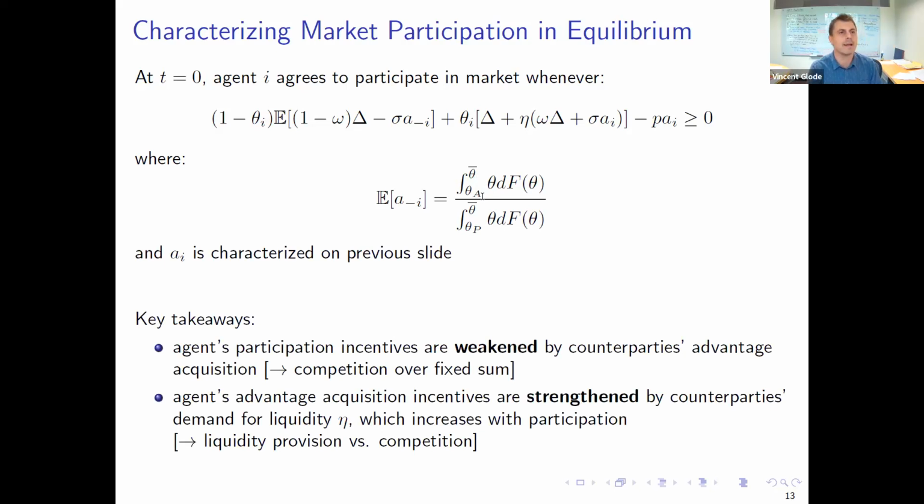So, key takeaways from this equilibrium analysis so far. First, agents' participation decisions depend on their counterparties' advantage acquisition. If I'm afraid that Albert, Marius, and Henry will acquire a lot of trading advantages, that makes it less attractive for me to participate, because if I need to trade against them, they'll take advantage of me. And going back to the survey evidence from earlier, if I feel like markets are rigged, participation is less attractive.